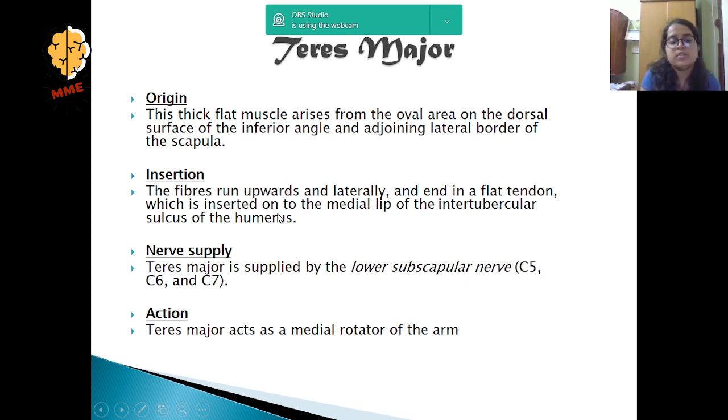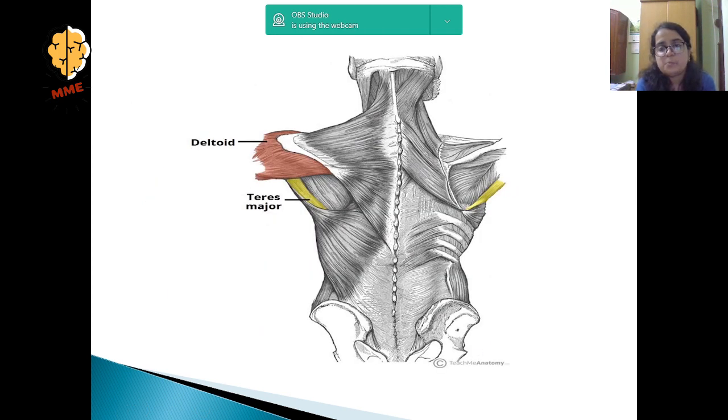Now, insertion, as I said, is the medial lip of the intertubercular sulcus or bicipital groove of the humerus. Nerve supply is by the lower subscapular nerve, a nerve from the posterior cord of the brachial plexus. Action is that teres major acts as a medial rotator of the arm at the shoulder joint. This is the deltoid muscle and this is the teres major muscle.